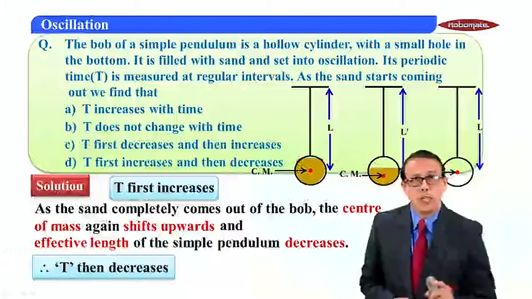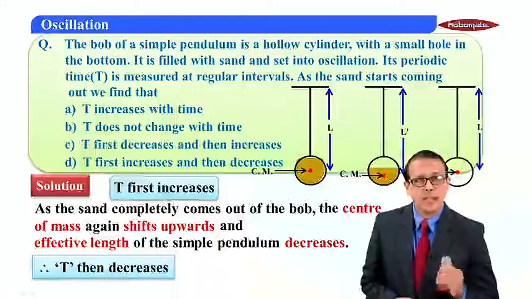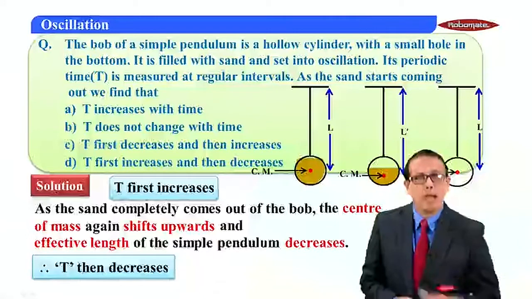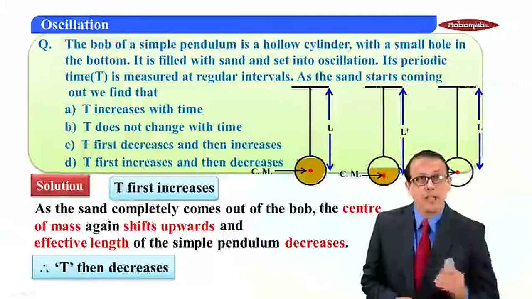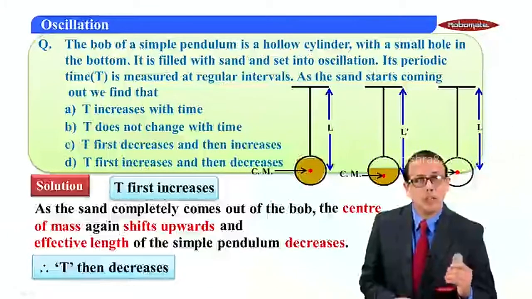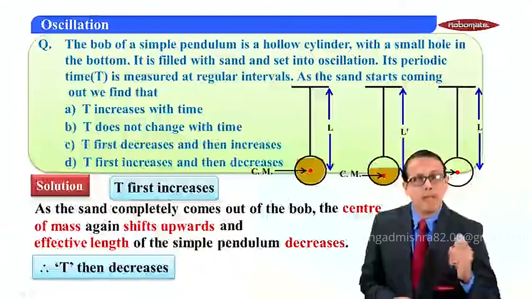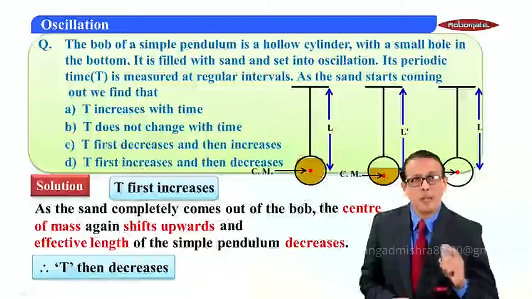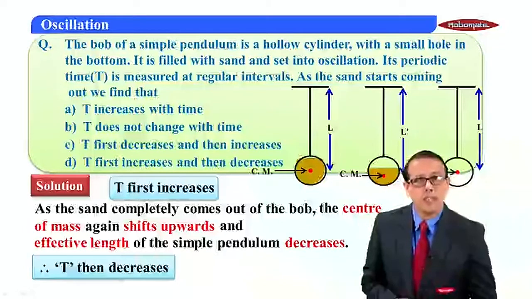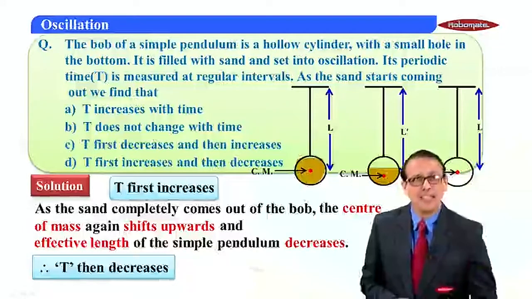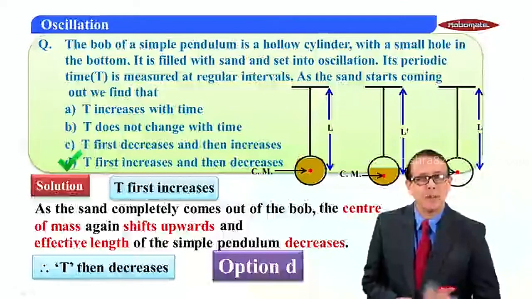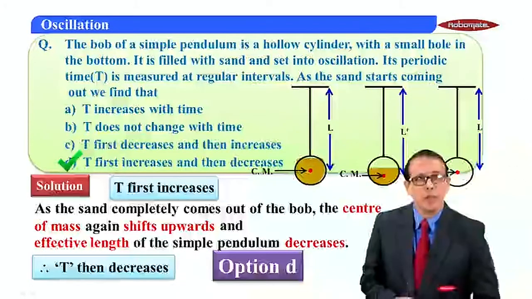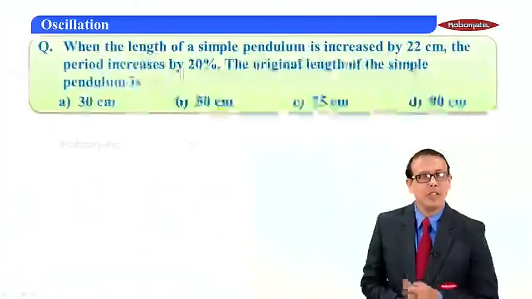So initially the length increases as the sand goes down, and therefore time period first increases. Then after the sand is completely out, the center of mass will again go up, the length will decrease and time period will decrease. So T first increases and then decreases. That is nothing but option D. So right answer for this MCQ is D. Let's move ahead, students. Let's see the next question.